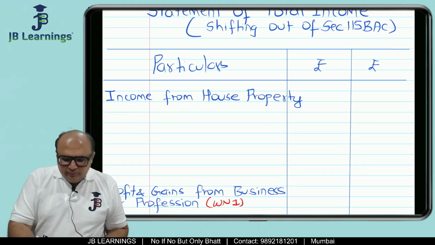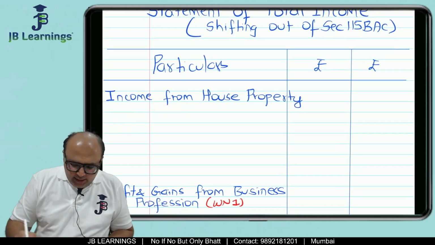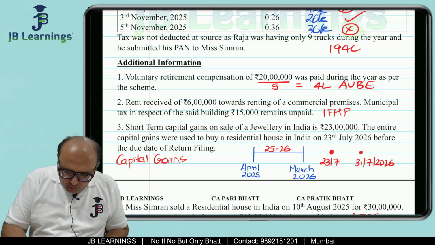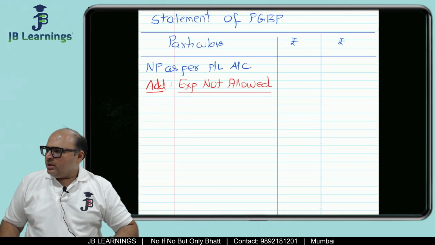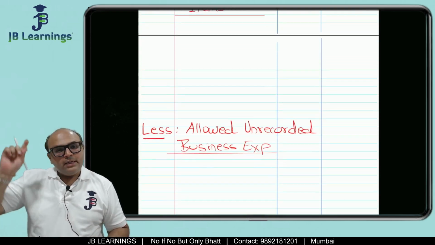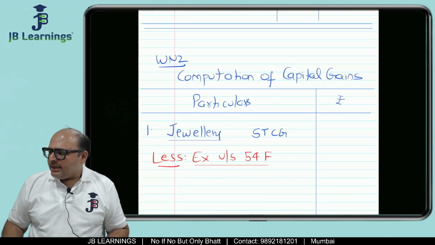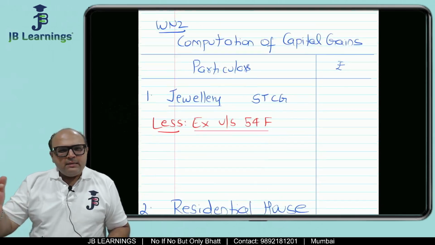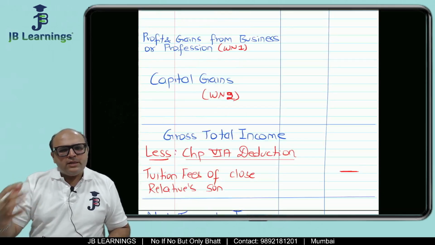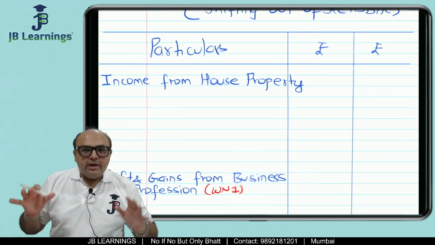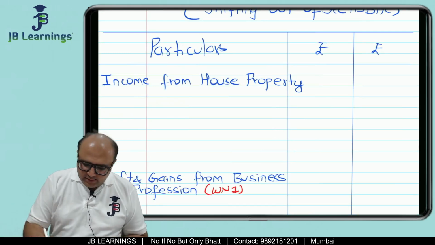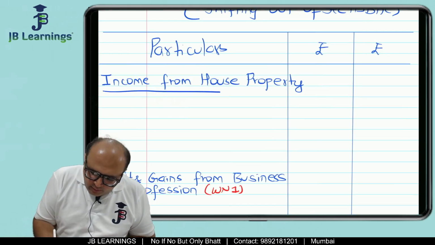Friends, so now income from house property. So friends, if you see income from house property, what happens is if you have this format ready, in every sum, even in your exams, you can have this format ready. So that as soon as you get the information from the question, you can start filling the information. Because you get marks for steps also in exams.